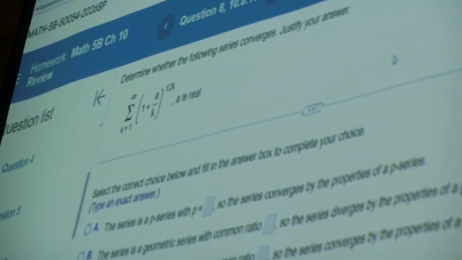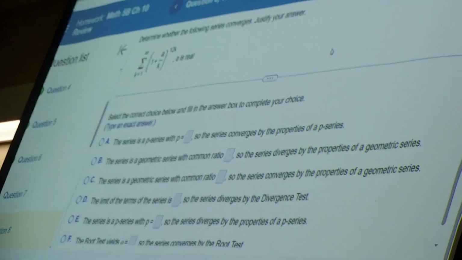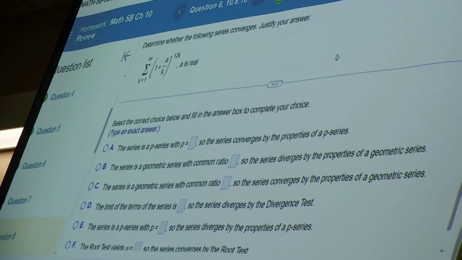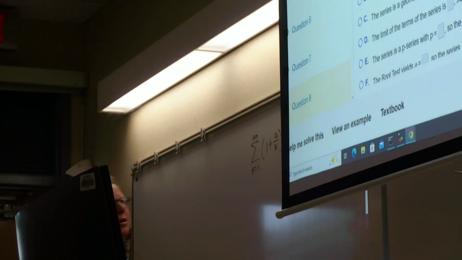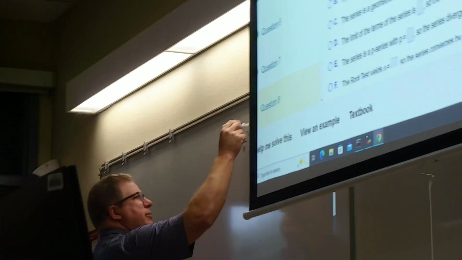All right, so we have the sum, k equals 1 to infinity, of 1 plus a over k, and this is all raised to the 12k power.